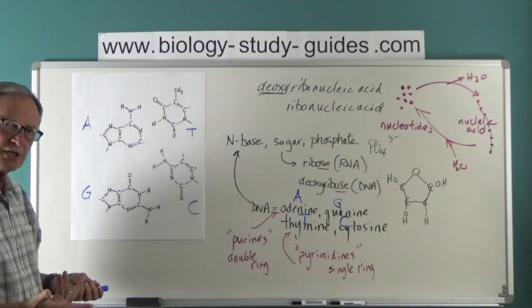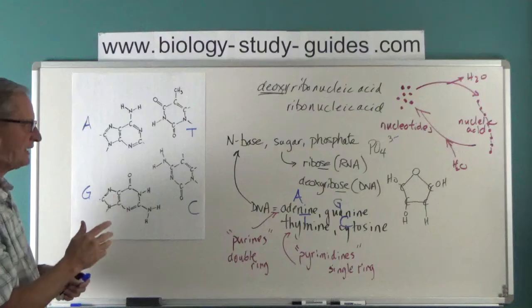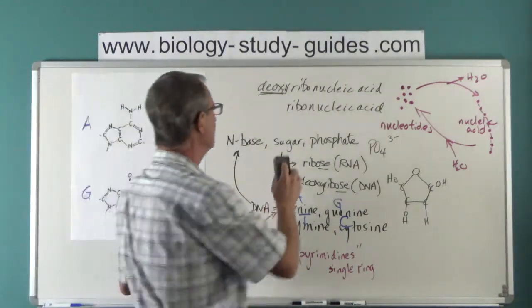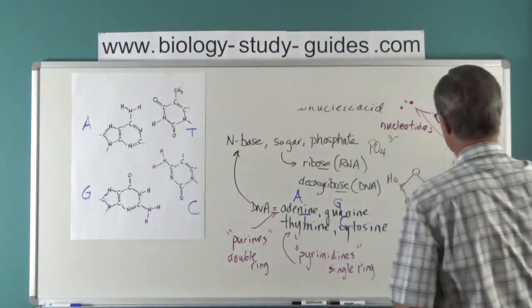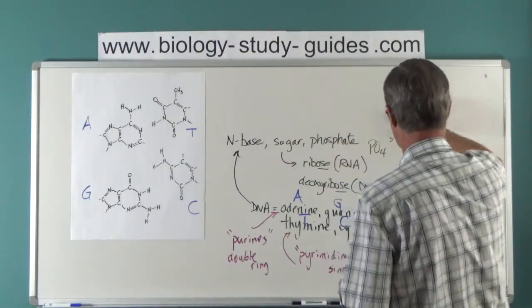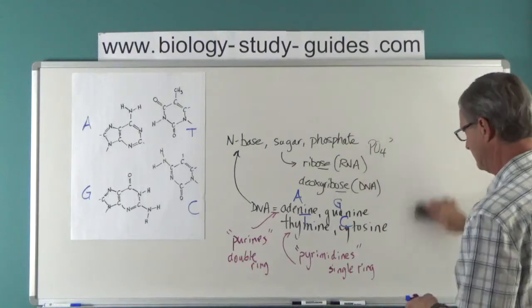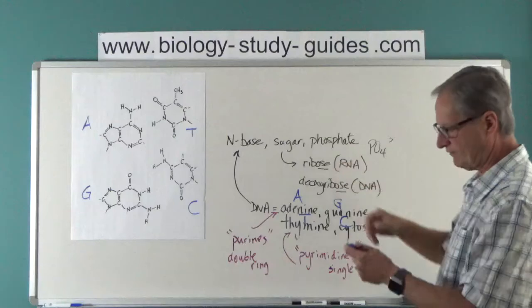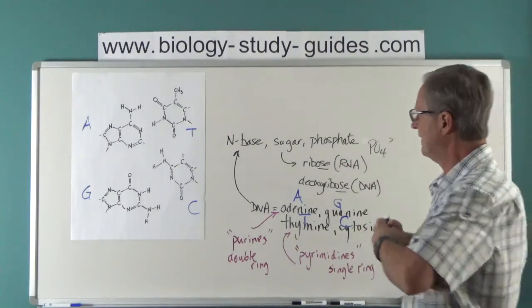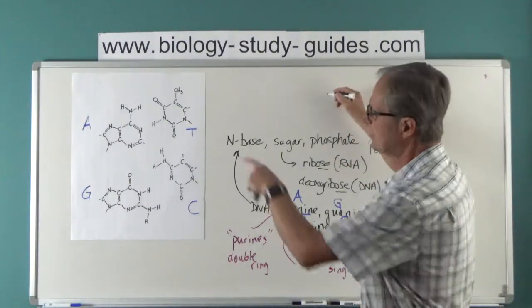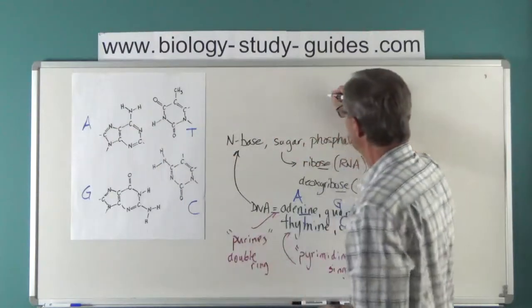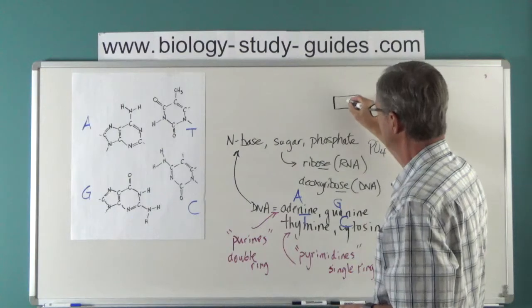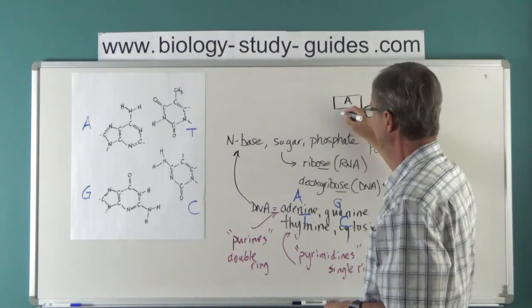Let's put the parts of a nucleotide together, so we can see what a complete nucleotide looks like. So let's get rid of this. One nucleotide has got a base, a sugar, and a phosphate. I'm just going to put a box for the base, and let's call that adenine.